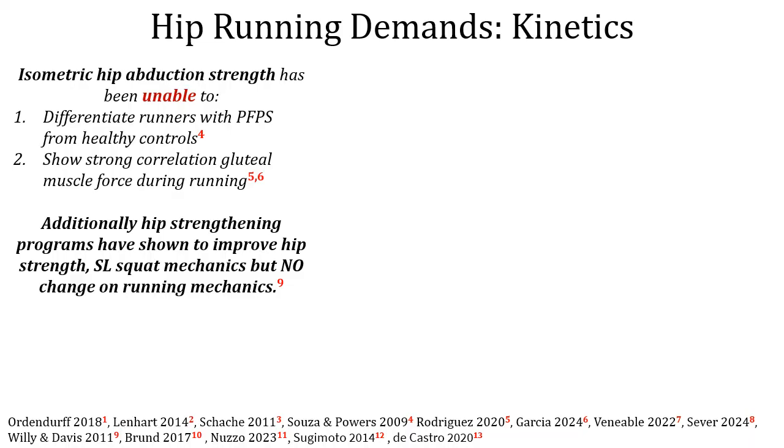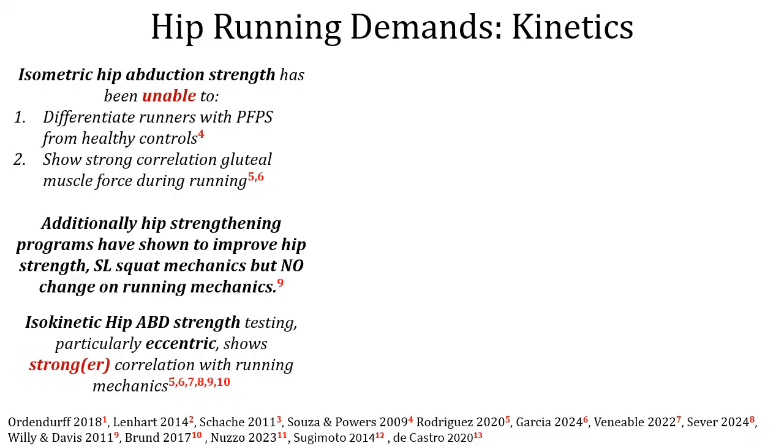And so what's the deal? We know that this muscle is highly important for single leg stance and for gait. With walking, we would assume, presumably from EMG studies, that it is also highly active during running, but why don't our strength assessments correlate to the gluteal muscle force during running or differentiate our runners? Or if we actually strengthen them and show meaningful mechanical changes with our other functional tasks, why doesn't it cross over to someone's gait mechanics? So isokinetic hip abduction strength testing, particularly eccentric, shows a stronger relationship with running mechanics.